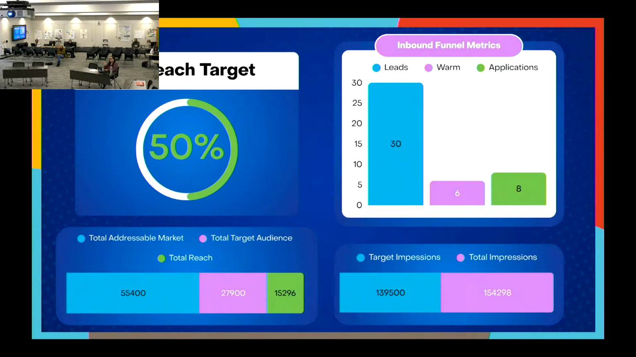And then the inbound funnel metrics just gives you kind of a snapshot. Most people aren't willing to give their information through online forms nowadays. But we have received, since the end of May, it's definitely changed now, 30 leads through our form. Six of them were warm. Those were people that were interested in preschool, but were able to extend a year at their current daycare for preschool. And we had 8 applications total.